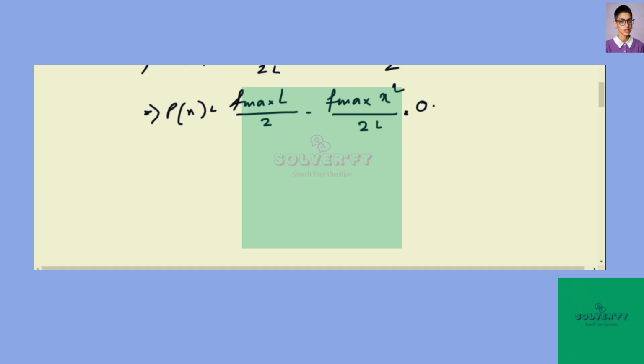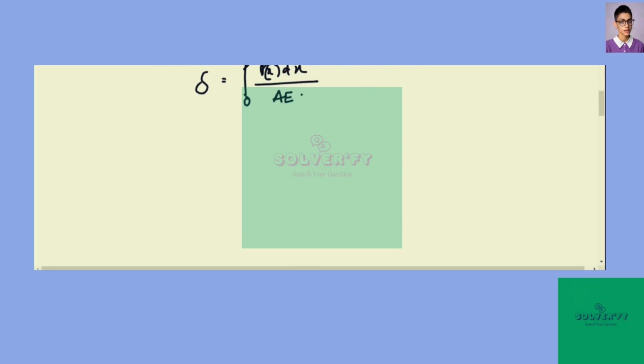Now the elongation in the rod just before it starts to slip is delta equals integral limit 0 to L Px dx upon AE. A is the area of cross section. So let us put the values.